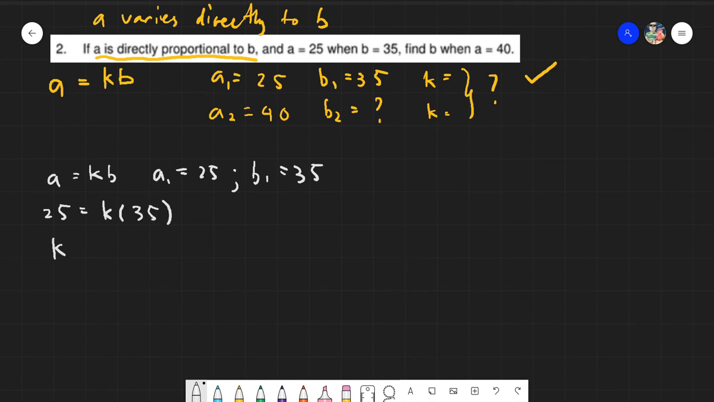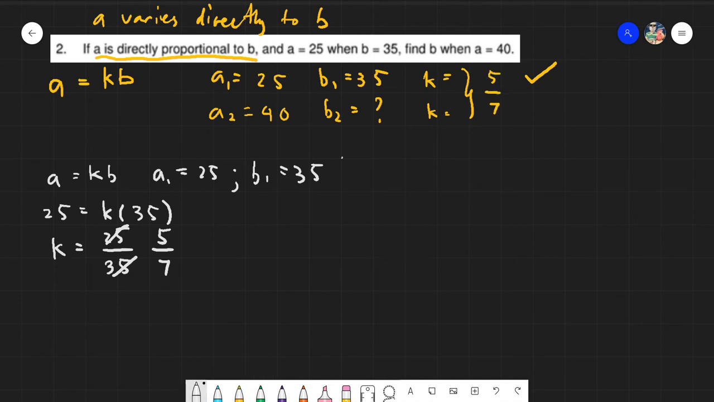Solving for K will give us K is equal to 25 divided by 35. You will notice I already interchanged the position. It's okay because it's the same. Simplifying this one, divide by 5, divide by 5, we get 5 over 7. Now we know our K, which is constant for every given, in number 2, we will have 5 over 7.